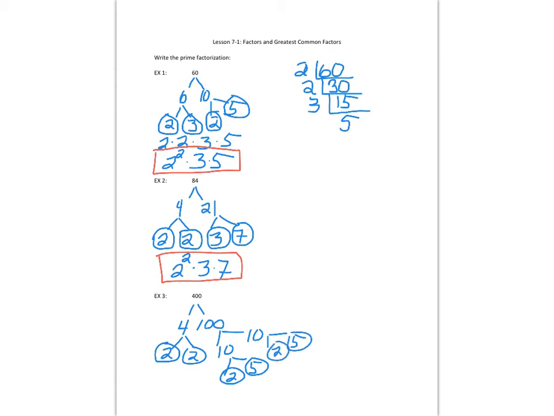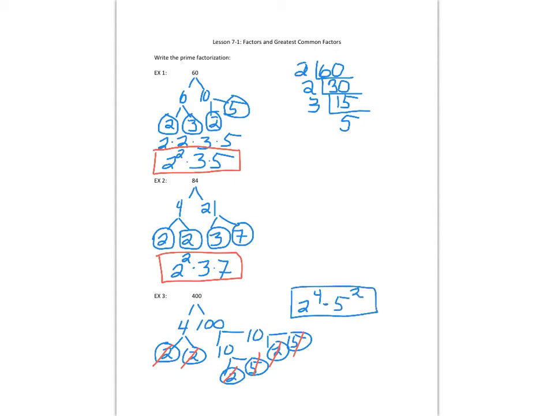Again, both are prime. So when you've got a lot of numbers, it might be to your advantage to start crossing them out as you count them. So our smallest prime is 2, so I have 1, 2, 3, 4 2's. So I'm going to write 2 to the 4th. And then our next lowest prime are 5's, and that's all I have left. So I have 1, 2 5's. So I'm going to be multiplying that by 5 to the second.